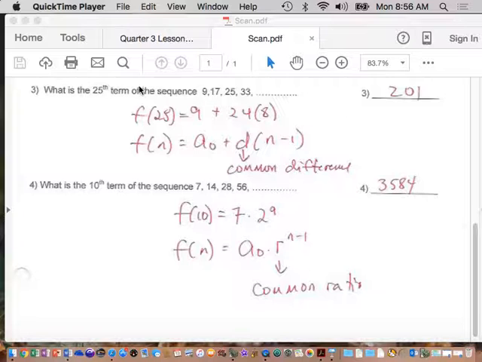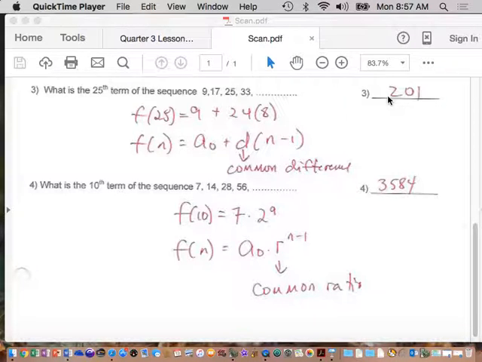Now, there's a total of 25 terms. Each time I'm going up by 8. So I have to take that common difference, which is 8, and then I have to multiply it not by 25, but by 24, because I don't go up 8 to get to the first term. I only go up 8 after the first term. So I subtract the 1. And this is your standard format for finding any term in a sequence. So it's 9 plus 24 times 8. That works out to 201.